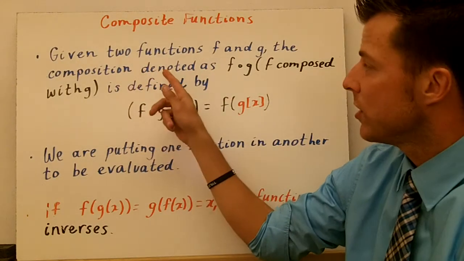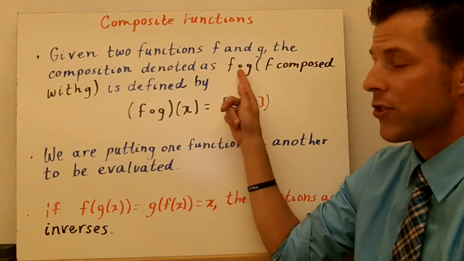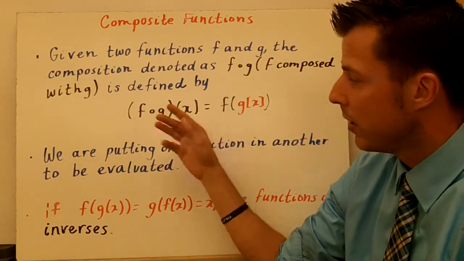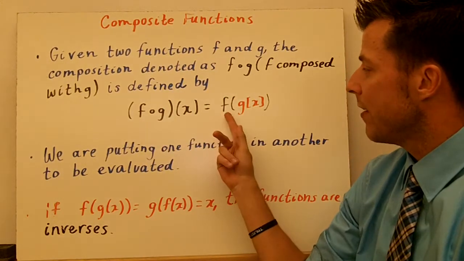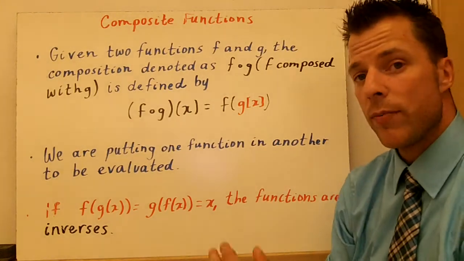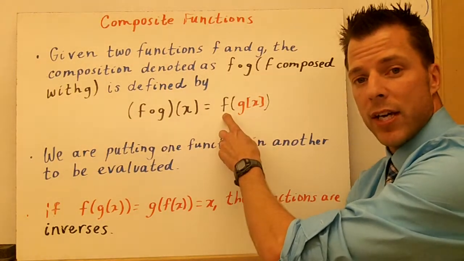The composition is denoted as, I always looked at it as "f o g", f composed with g, that's a circle. Okay, f composed with g is defined by the following. Here's the notation, and here's how we write it. It's f of g of x. That's how we say that, f of g of x. And this is what we mean: one function inside of another function to be evaluated.